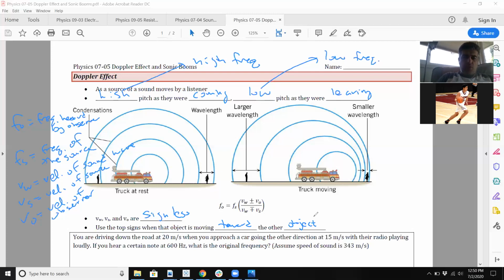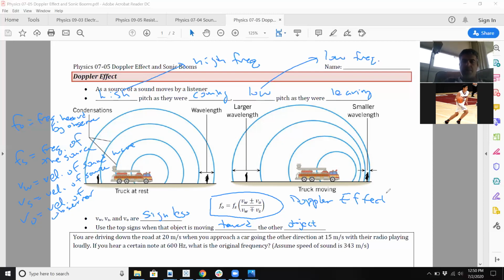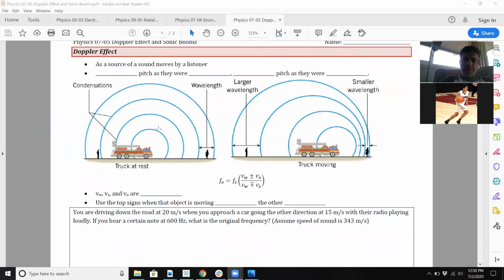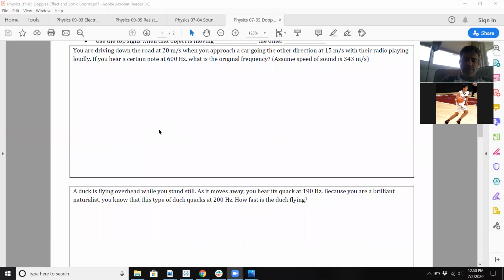Okay, so that's the formula right here for the Doppler effect. Okay, so now we're ready to do a couple problems. I'll have you guys try some in breakout rooms after that. So I'll go ahead and clear this. So let me recopy the formula here.